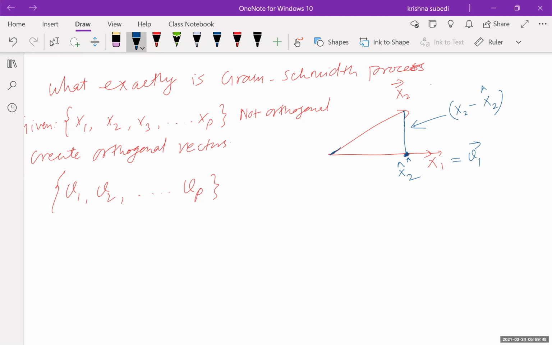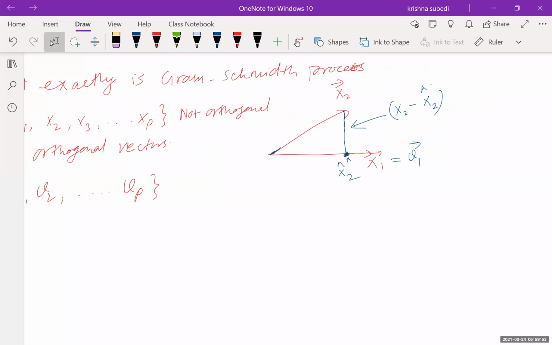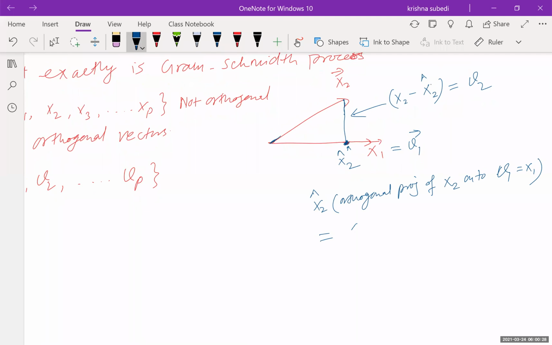How do we get that? Again, using the same rule of triangle, because I think we discussed that already before. So this one is x2 minus x2 hat, and we denote that as v2. Now v2 and v1 are orthogonal. And we know what x2 hat is: it is the orthogonal projection of x2 onto v1 or x1. This is given by the formula we already know: x2 dot v1 over v1 dot v1, times v1. That is what x2 hat is given by.